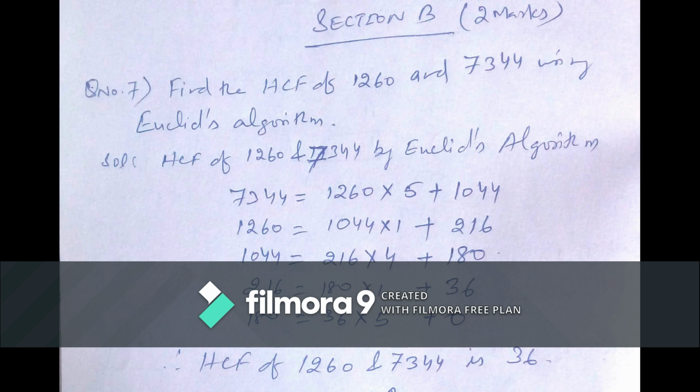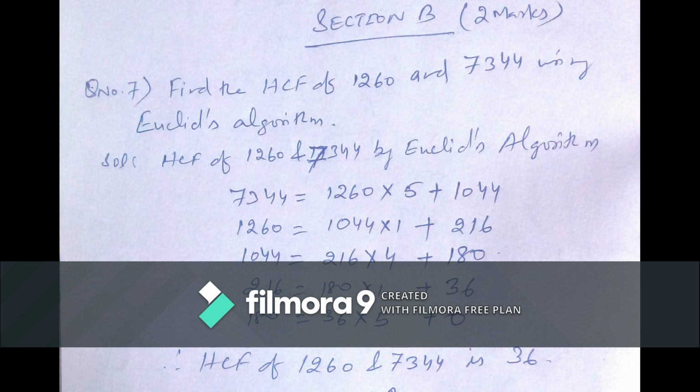So that 7344 we will be dividing by 1260. So 1260 into 5 and the remainder will be 1044. Again, second step, we will go for that 1260 and divide with remainder 1044. So 1044 into 1 plus 216 it will come. Again that same 1044 we are dividing and it becomes 216 into 4 plus 180. So that remainder next time will become the divisor, and the divisor will become the dividend.